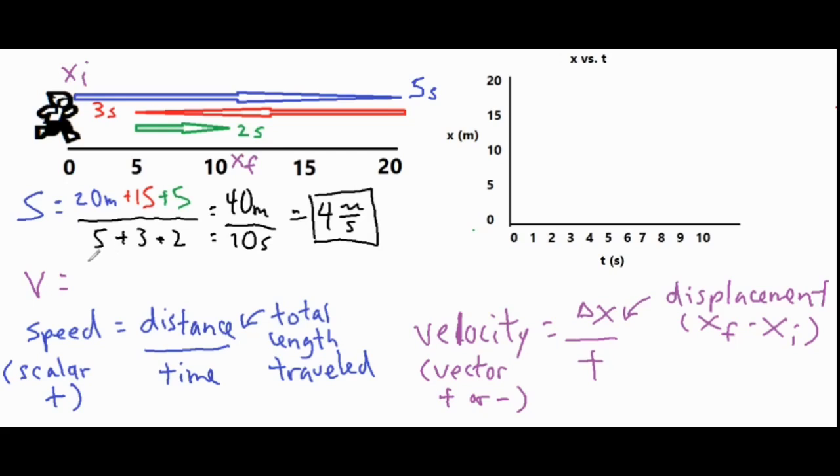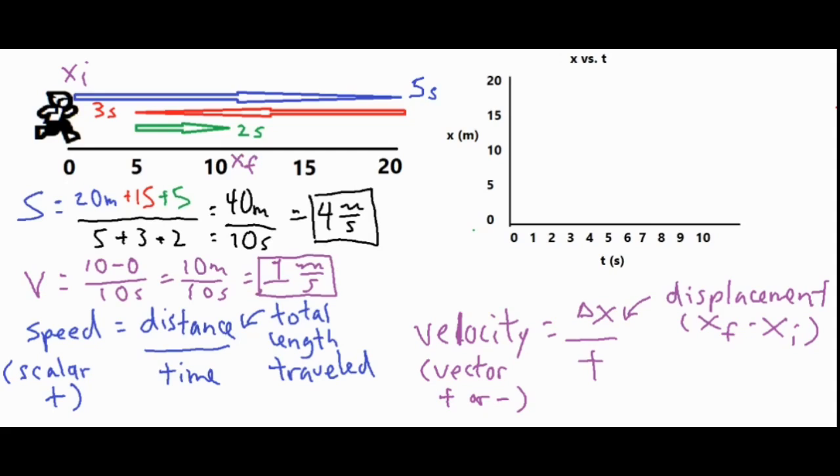The final position is at 10, the initial position is at 0, 10 minus 0, and then over the 10 seconds for the entire trip. So then you just end up with 1 meter per second for the average velocity of the entire trip.